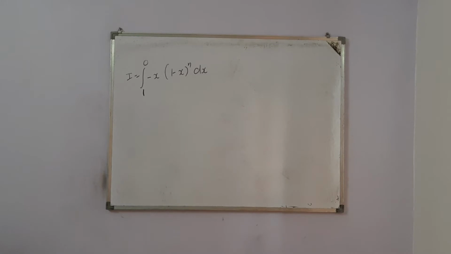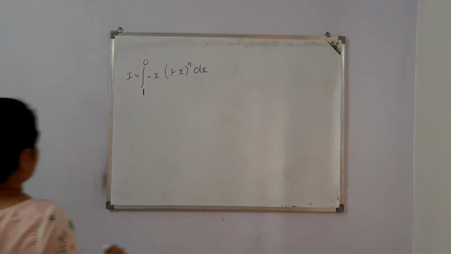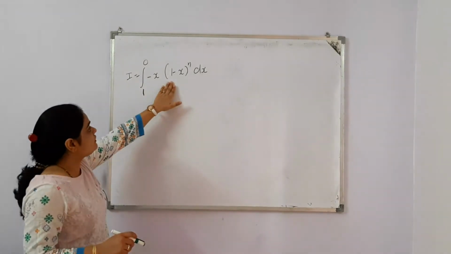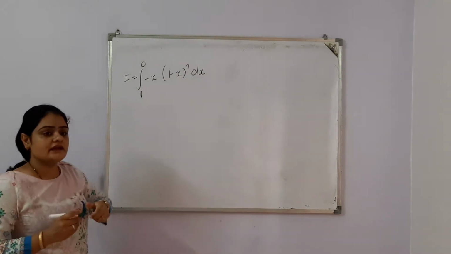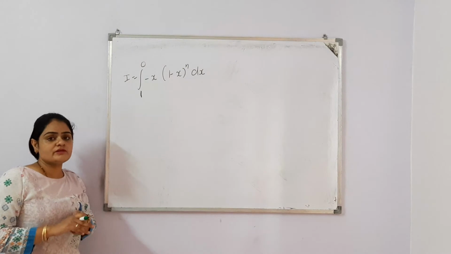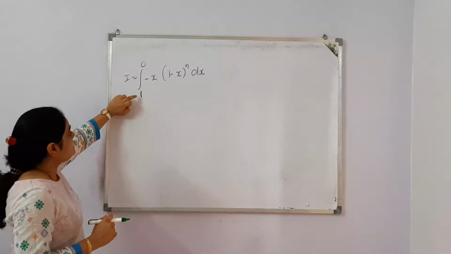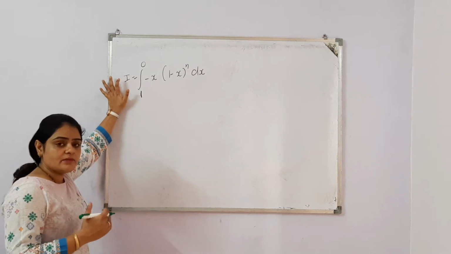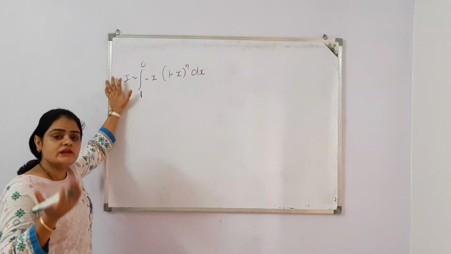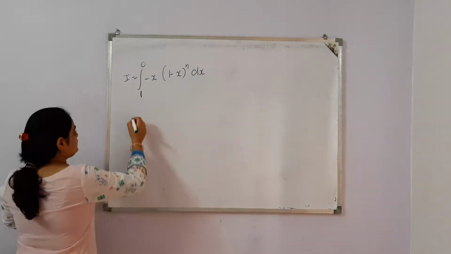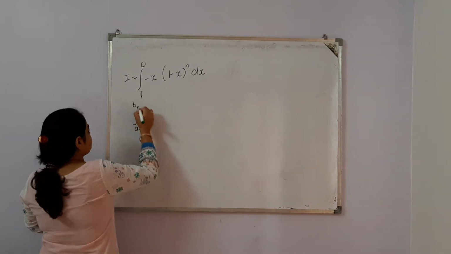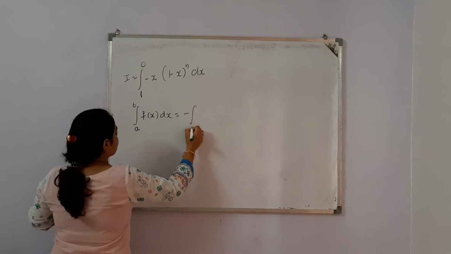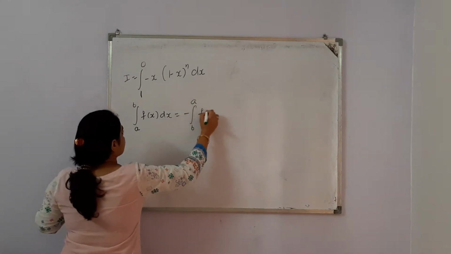Now the next question is, here the limits are 1 to 0 and the function is minus x, 1 minus x whole raised to power n dx. We need to integrate with respect to x. Now here the limits are 1 to 0. We can change the limits. That means the upper limit can be the lower limit and the lower limit can be the upper limit. So the property is saying, if you are going to shift the limits, then a negative sign will come.